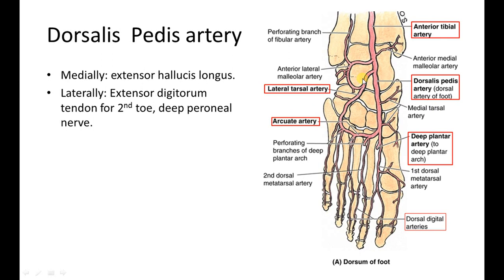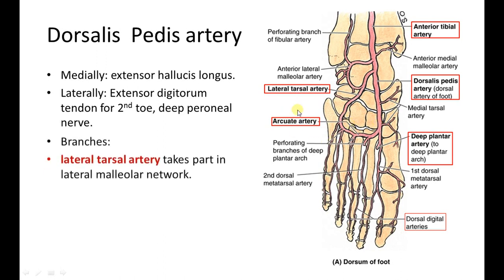Now coming to the branches of the dorsalis pedis artery. Mainly you are able to see here the lateral tarsal artery. Then you will see the medial tarsal arteries. Then you see the arcuate artery, and then the first dorsal metatarsal artery. So these are mainly the 4 branches: lateral tarsal, medial tarsal, arcuate artery, and first dorsal metatarsal arteries.